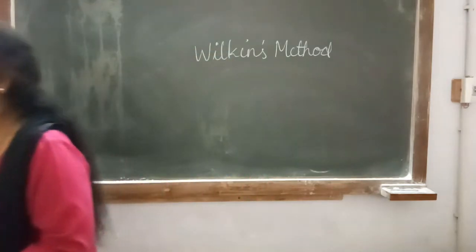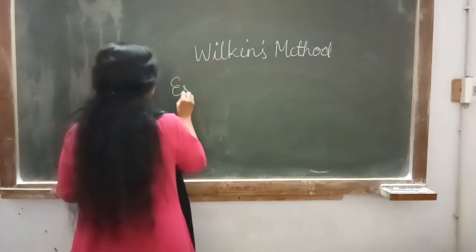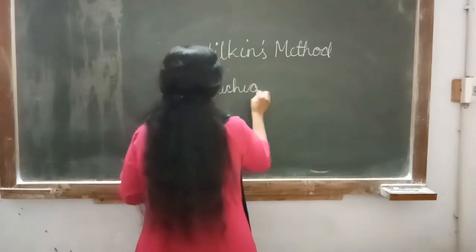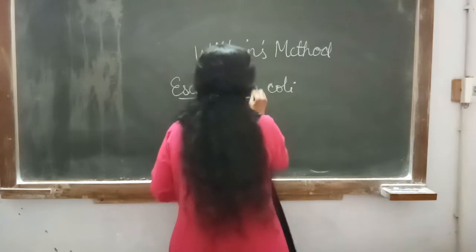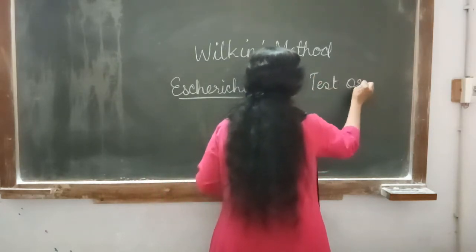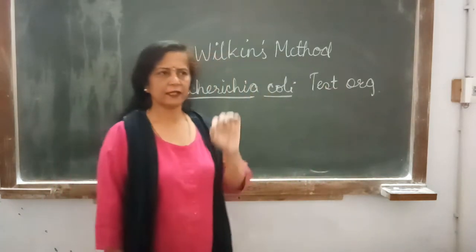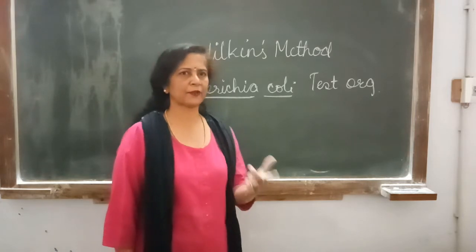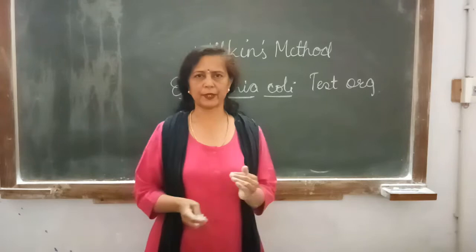Fine. So here we are going to take Escherichia coli as our test organism. This is our test organism. And one more modification we have here taken from crowded plate technique, that is we will dilute out our sample.